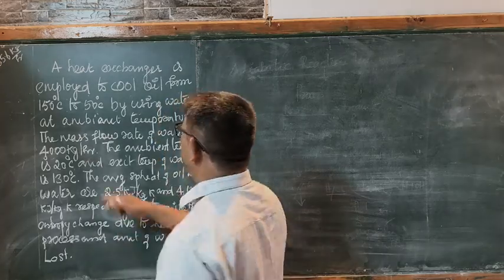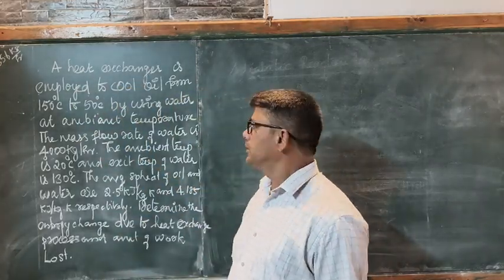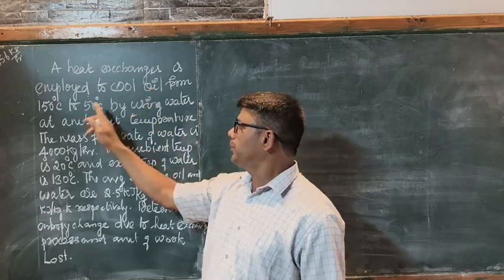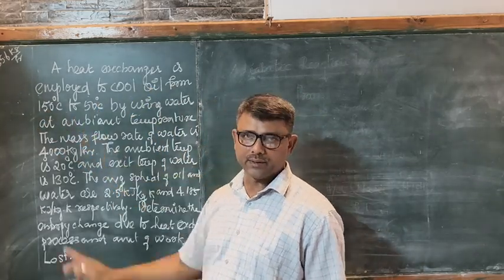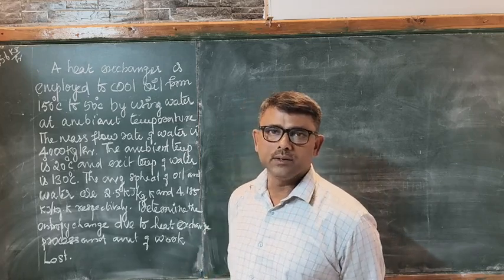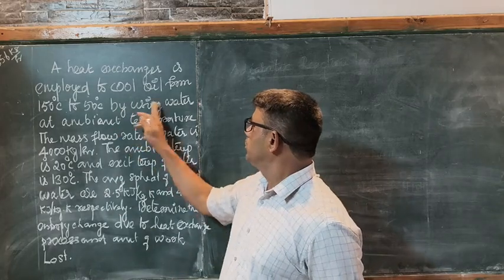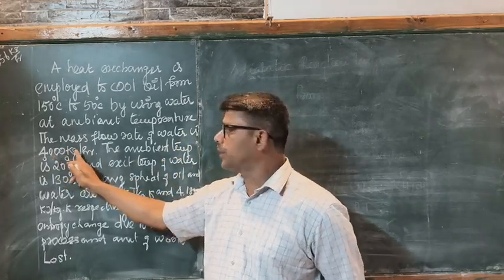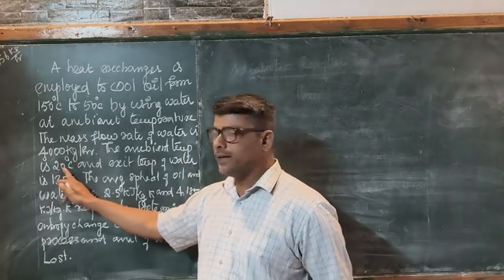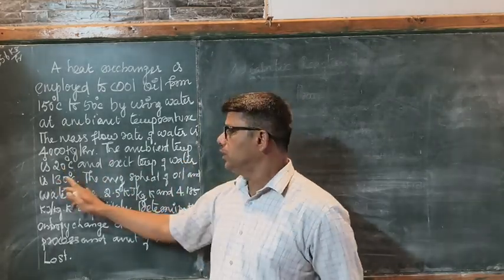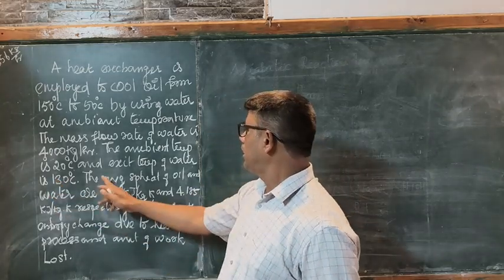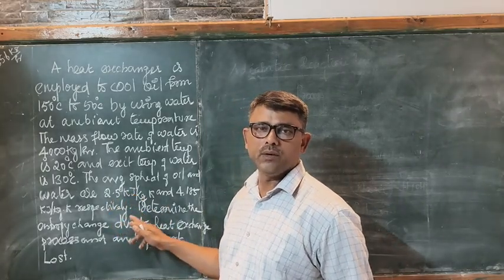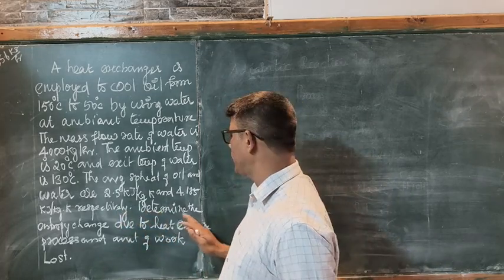The problem is: a heat exchanger is employed to cool the oil from a temperature of 150 degrees Celsius to 50 degrees Celsius. The oil is cooled using water at ambient temperature. The mass flow rate of water is 4000 kg per hour. The ambient temperature is 20 degrees Celsius and the exit temperature of water is 130 degrees Celsius. The average specific heats of oil and water are 2.5 kilojoules per kg Kelvin and 4.185 kilojoules per kg Kelvin respectively.